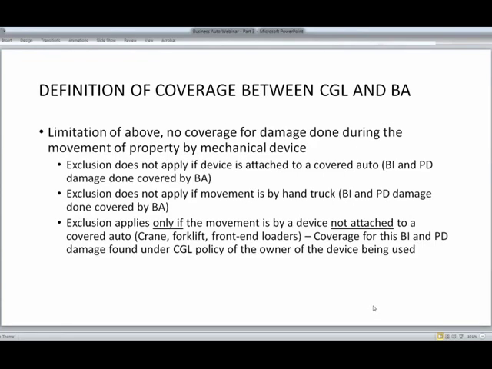So limitations of the above: no coverage for damage done during the movement of property by mechanical device. Exclusion does not apply if the device is attached to a covered auto. Again, a crane, a forklift, a lifting device on the vehicle itself. Exclusion does not apply if movement is by hand, anything that's not motorized. Exclusion only applies if the movement is by a device not attached to a covered auto, which is a crane, a forklift, or front-end loader. Coverage for this bodily injury and property damage is found under the general liability policy as we talked about.